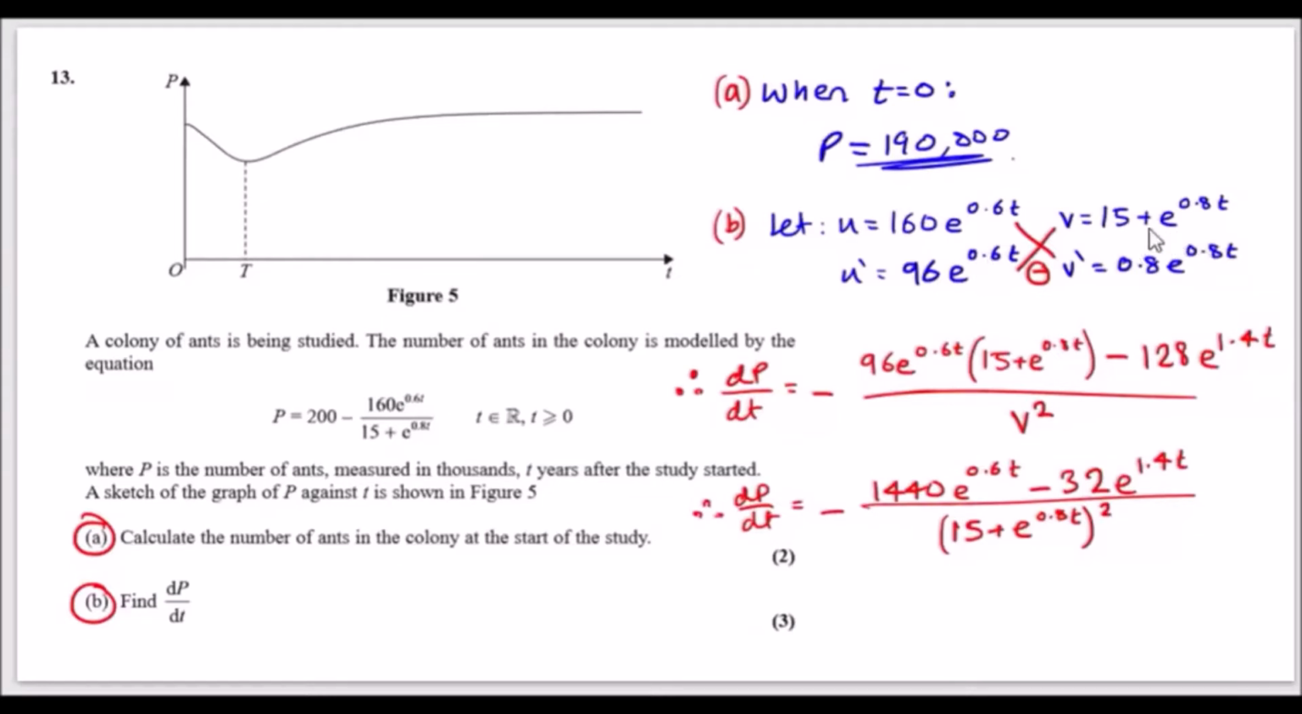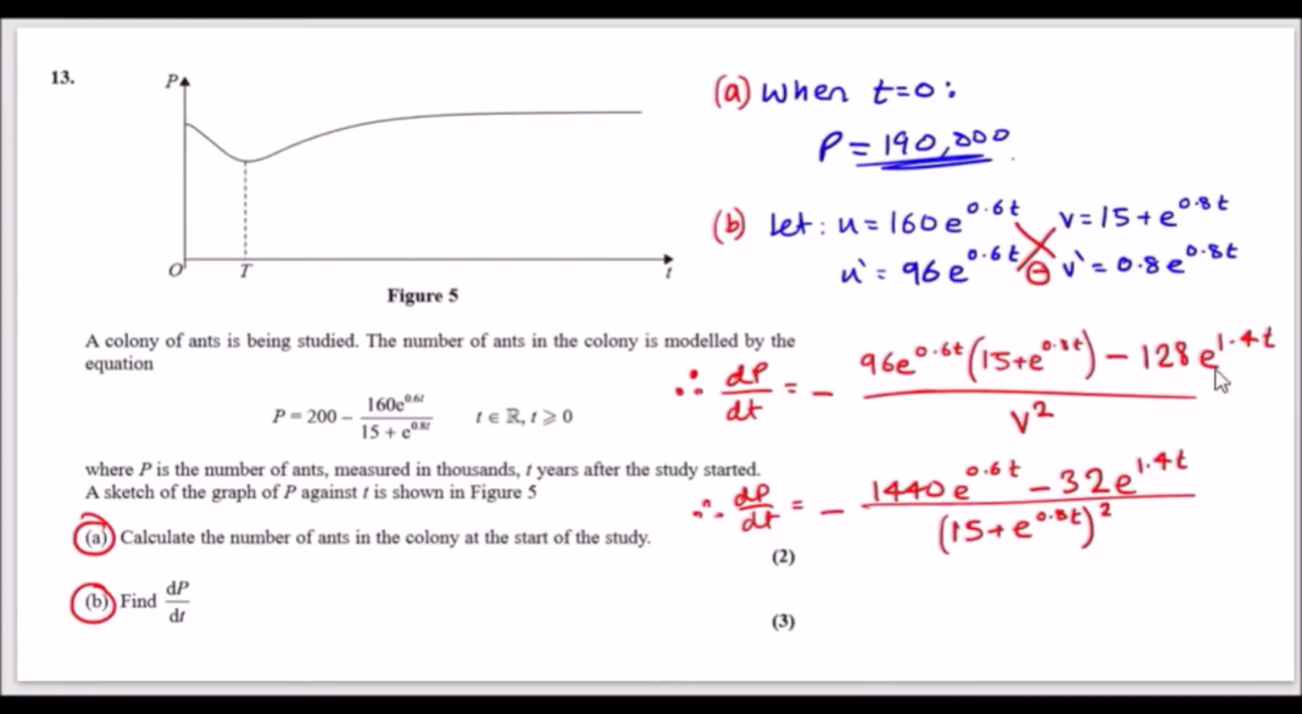Same for here. Differentiating this term, 15 vanishes, and then you have e to the 0.8t. Differentiating this, the power 0.8 drops down, so you have 0.8 times e to the 0.8t. Easy stuff. And thanks to the quotient rule, the way it works is always v times u prime minus u times v prime, and then all of that over v squared. So you just stick the two terms together. This is quite self-explanatory.